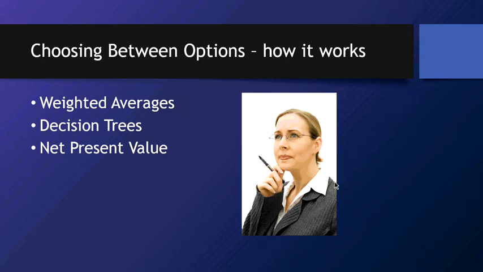So now that we have our money and now that we understand our break even, let's jump into the last one, choosing between options and making sure it's no longer emotional but a lot more logical. And we're going to be looking at 3 different tools here. Number 1, weighted averages. Number 2, decision trees. And number 3, net present value.